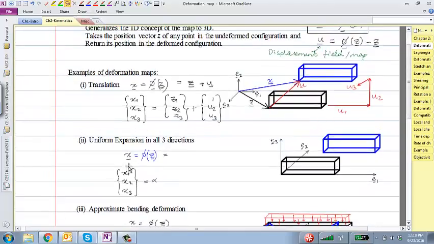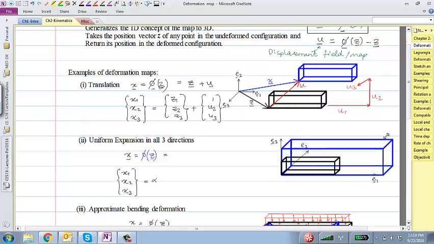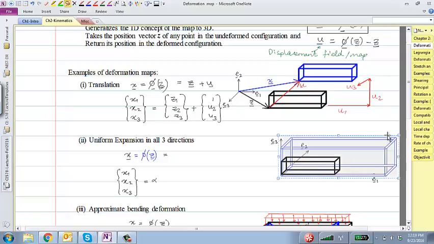How about uniform expansion? Let's see if I can visualize that. So I'll capture this. Originally the body was up here, okay? And if I'm talking about uniform expansion, let's say I take the body and just grow it twice its size, something like this. That's uniform expansion.